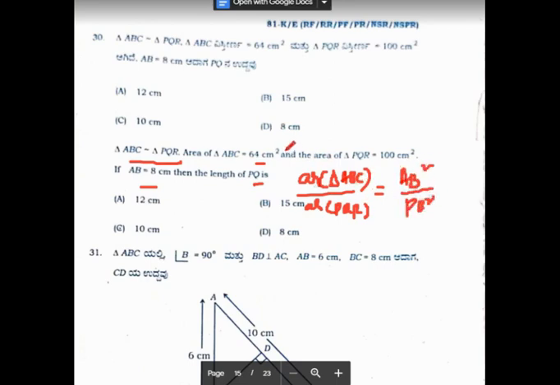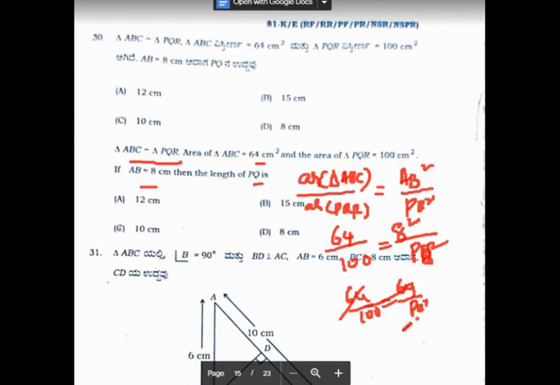So what is area of triangle ABC, students? 64. And what is the area of triangle PQR, which is given as 100. So length of AB is 8. So AB square is 8 square by PQ square. So 8 square value is 64. 64 by 100 is equal to 64 by PQ square. 64 gets cancelled. PQ square is equal to 100. PQ is equal to root over 100, which is nothing but 10. So the length of PQ is 10. Correct option for 30th question is C.